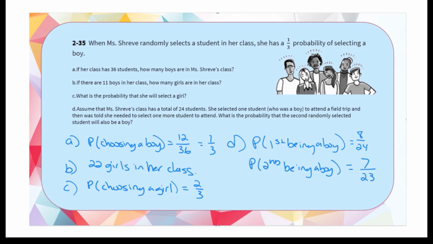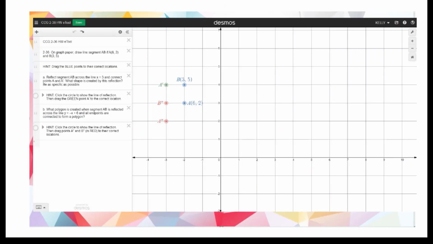Okay, that ends 2-35. Let's move on. Okay, so this is 2-36, and it also gives you an E tool in the homework, which I think is really helpful because you could work it out graphically on the e-tool, and then you could duplicate that graph for your homework to turn it in. So if I'm looking at this right now, I've got on graph paper, it says draw the line segment AB, and it gives you the point for A and B. So all I have to do first is to drag these points to their spot where they're supposed to be.